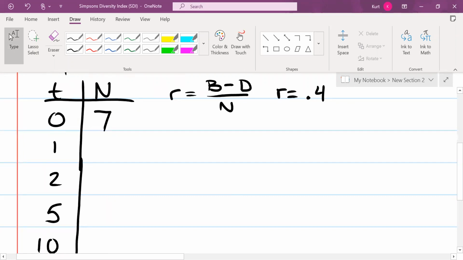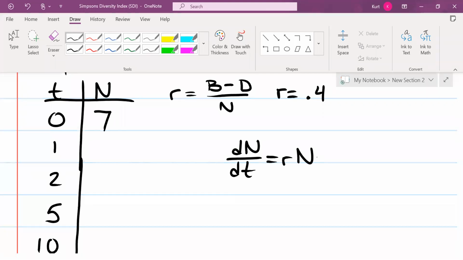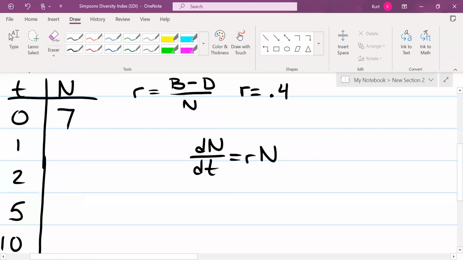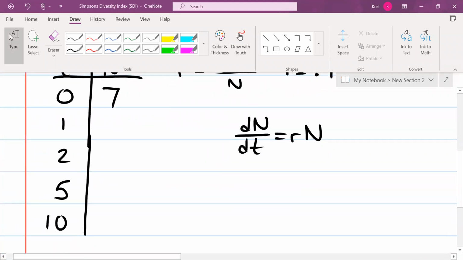So the equation that you guys are provided on the AP biology formula sheet is written on the whiteboard with a green check mark. It is delta N over delta T equals r times N. Now, the good and easy thing with this equation is that it's very simple. It's just a basic multiplication problem. And so we can use this for years 1 and 2. So go ahead and do that.